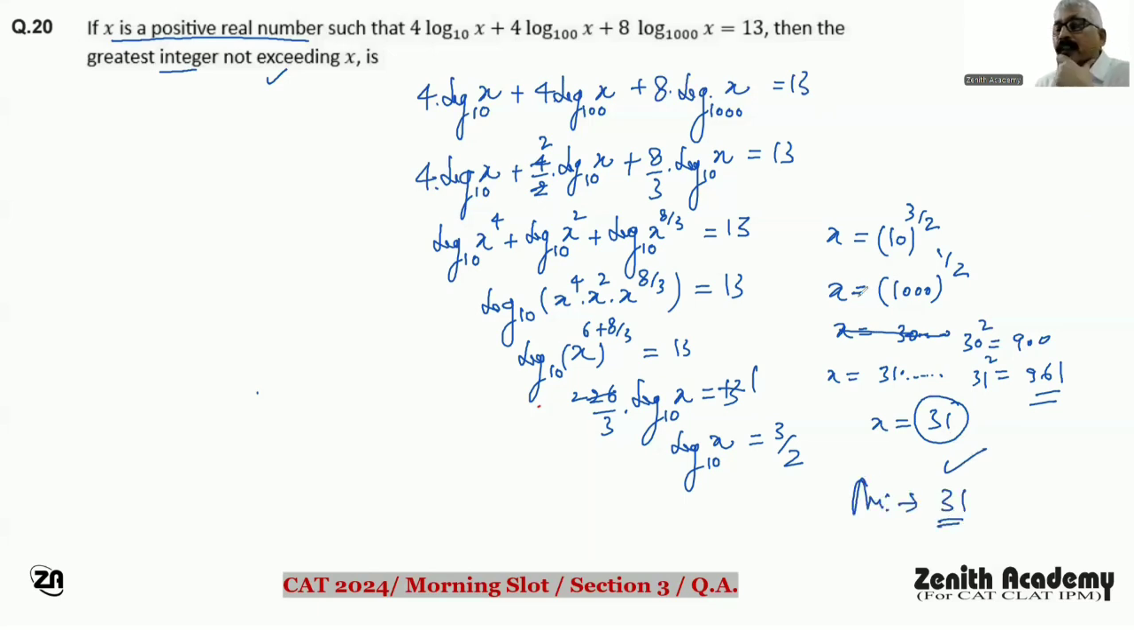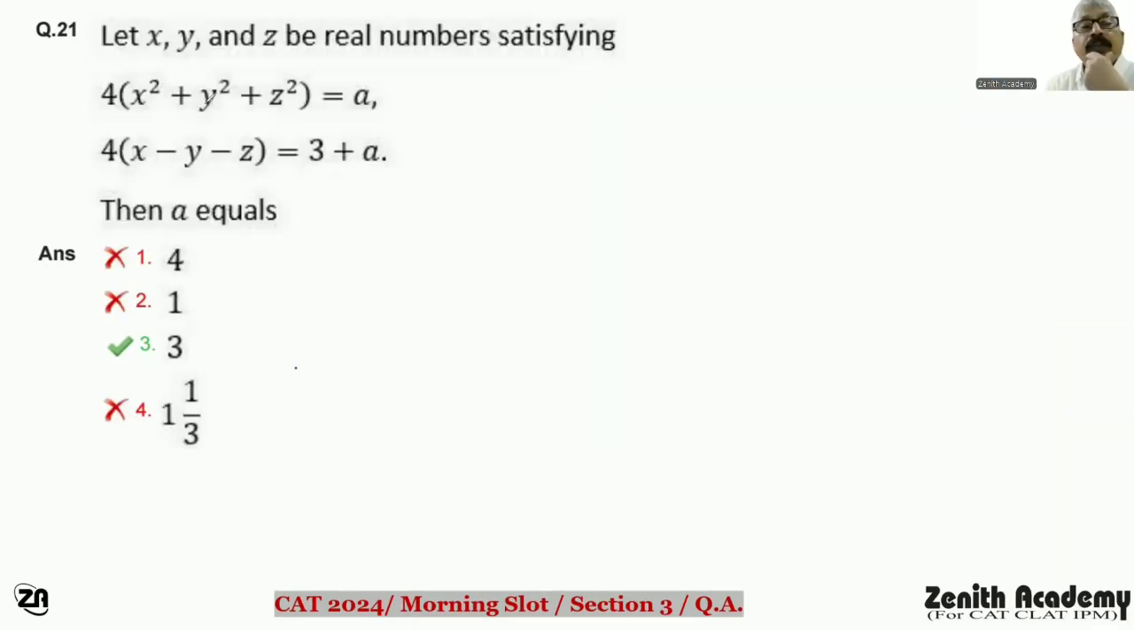It is clear. X is equal to 1,000 to the power 1 by 2, right? So you know 30 squared is 900, and 31 squared is 961, and 32 squared is 1024. Definitely X is going to be 31 point something something. So the greatest integer not exceeding X is 31. This is your answer. Now this is question number 21.